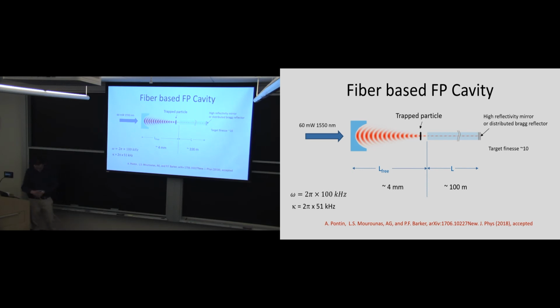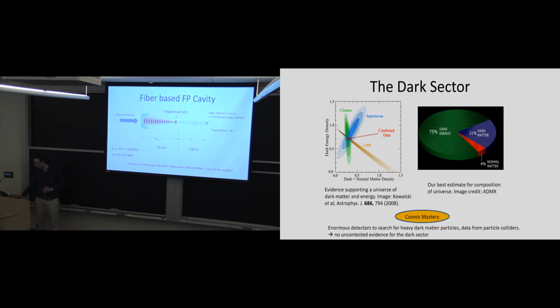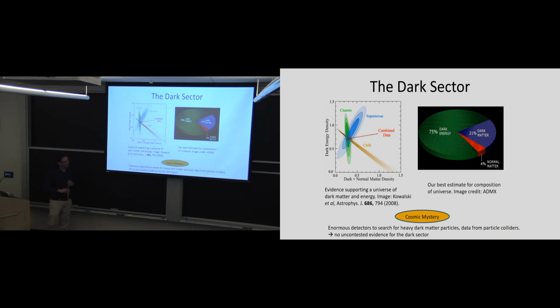So in the last 10-ish minutes, I wanted to at least mention something about our other experiments, which are related to dark matter. There's a fair amount of evidence that dark matter is out there. There's no uncontested evidence from either colliders or large detectors for what it is. One possible particle that may constitute dark matter is known as the axion.